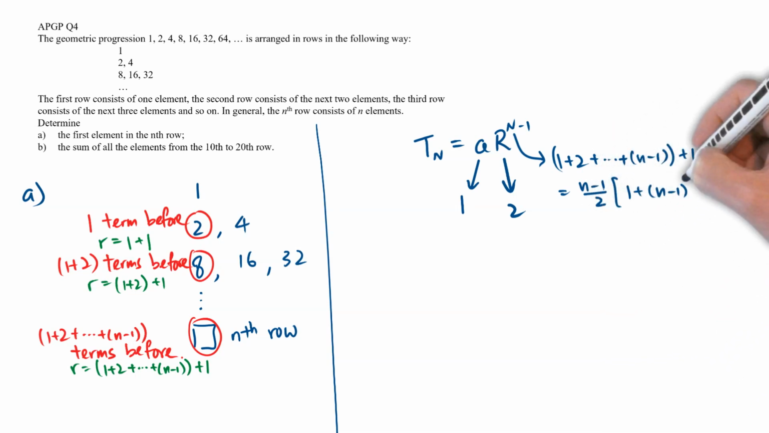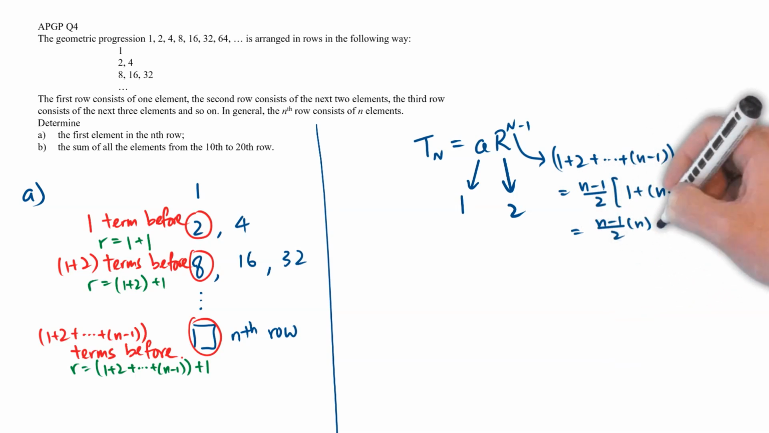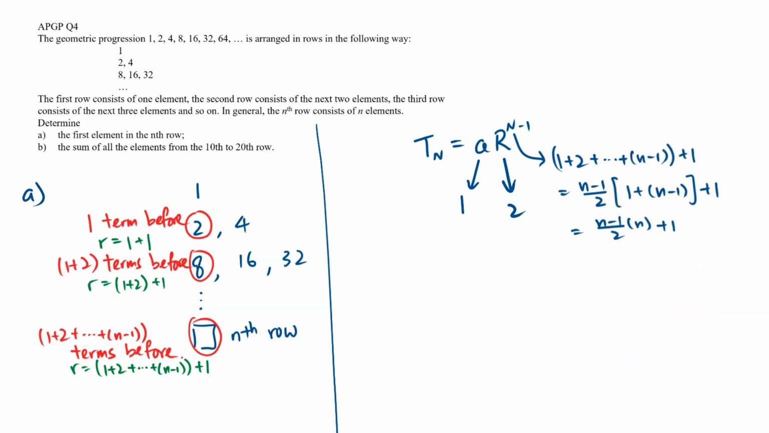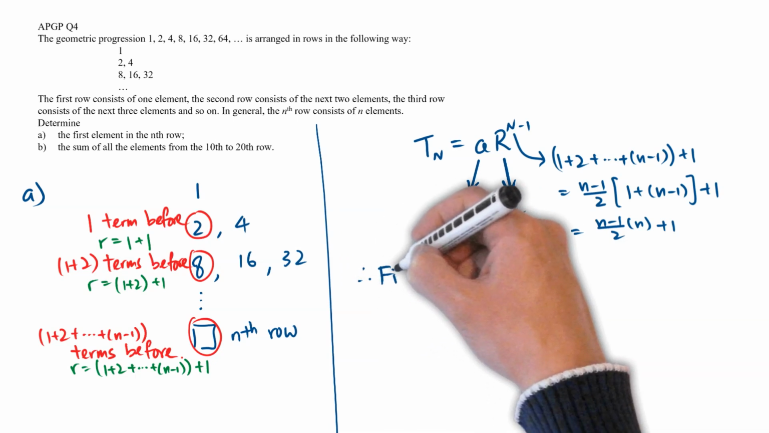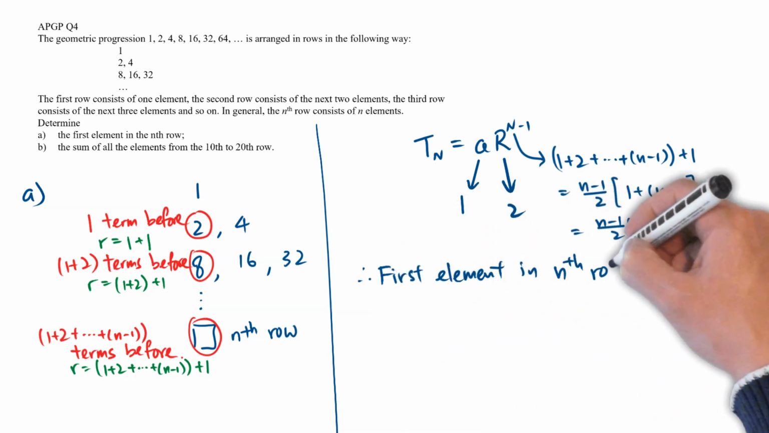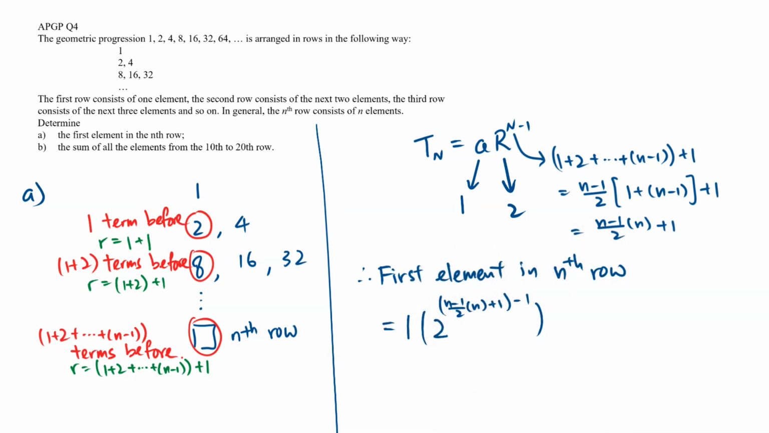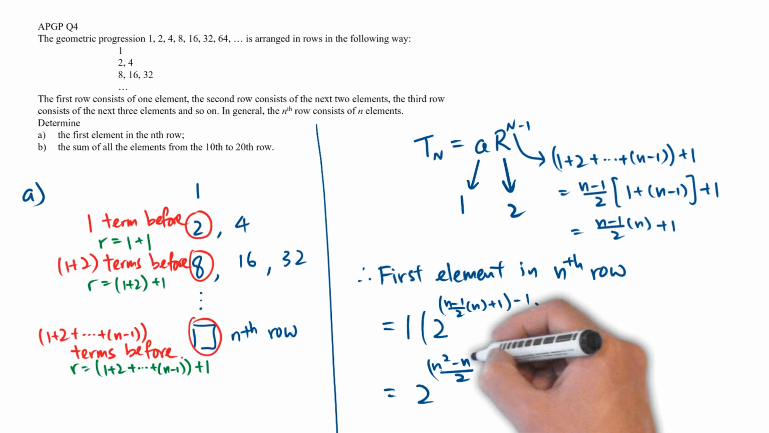And we know that 1 plus 2 plus 3 all the way until n minus 1 is actually an AP, which we can then apply the sum of an AP formula to obtain the simplified value. And this gives us n minus 1 over 2 times n, plus 1. Substituting all these values in, we can then obtain the value of the first element in the nth row to be equal to 2 to the power of n squared minus n over 2.